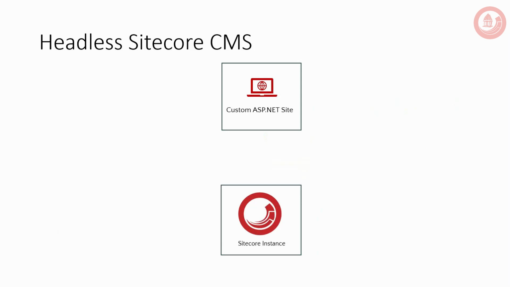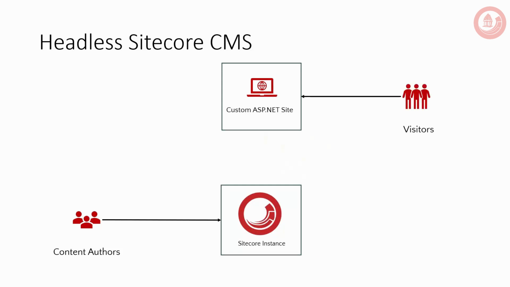So conceptually, this becomes a different IaaS website. Both are different. They are not sitting in the same location. Now, your content authors are dealing with your Sitecore instance, where they are creating items, data sources and pages, everything. And your visitors are browsing that ASP.NET site, and they are able to see all the content and browse the pages and everything.